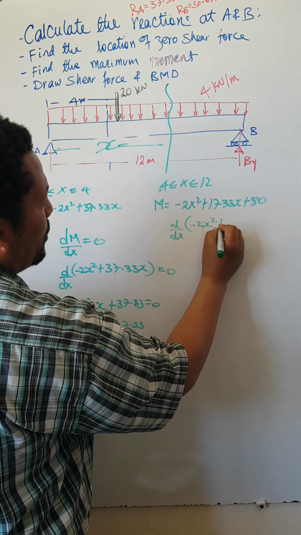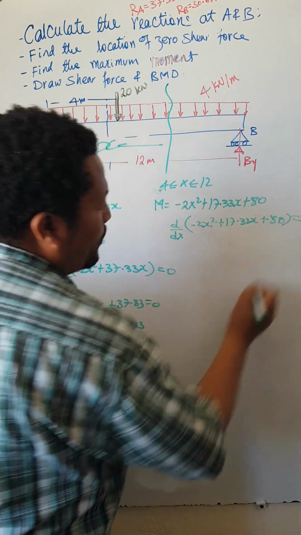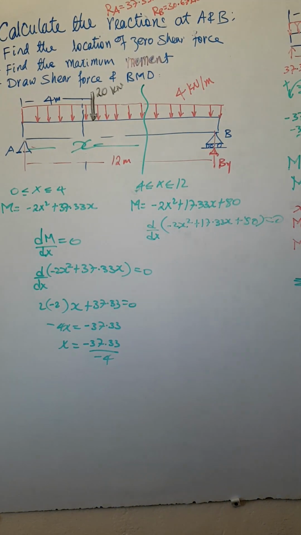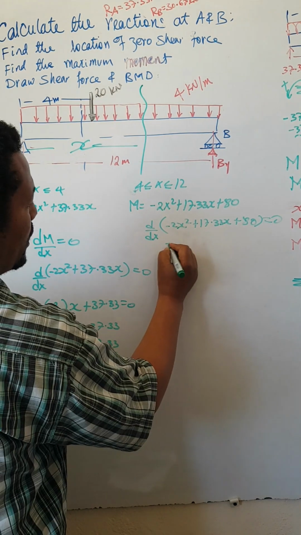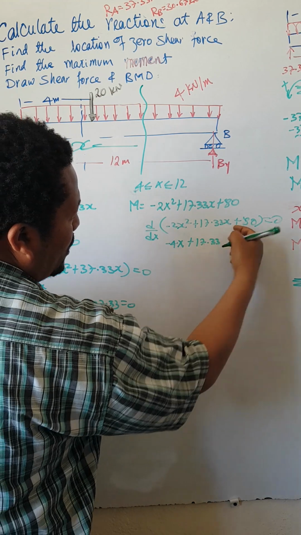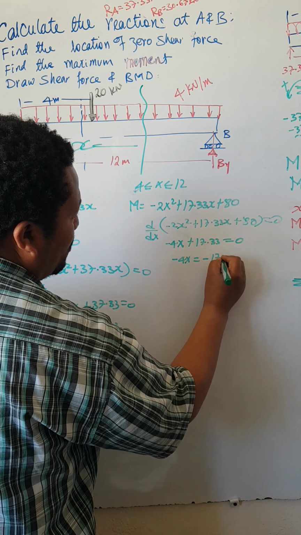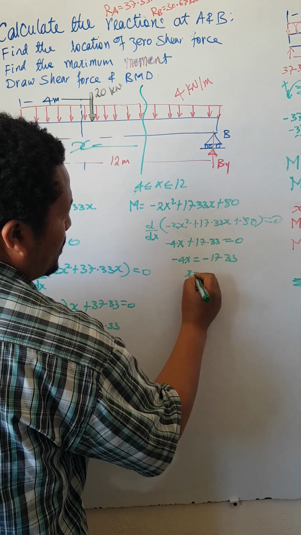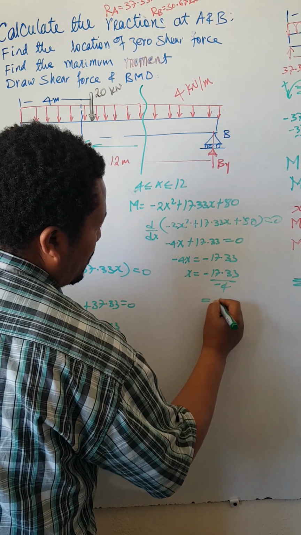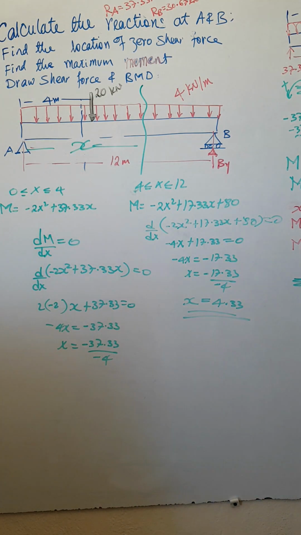Here we also differentiate: d/dx of negative 2x squared plus 17.33x plus 80 is equal to 0. When differentiated, this gives negative 4x plus 17.33, and the constant becomes zero, is equal to 0. Negative 4x is equal to negative 17.33. Then x is equal to negative 17.33 divided by negative 4, which comes to about 4.33.